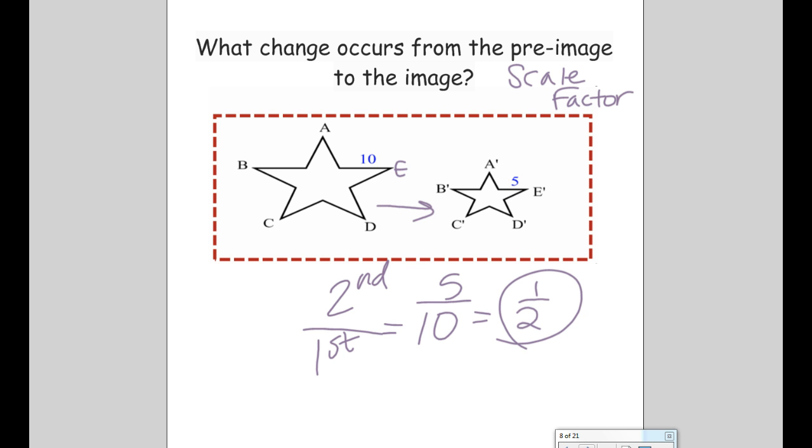1/2. So the scale factor is 1/2. How do you get the scale factor? Second over first. If you have notes out somewhere on those notes, you need to write second over first. We're on the side, this is dilation. Second over first, second over first. Just write it somewhere, second over first.